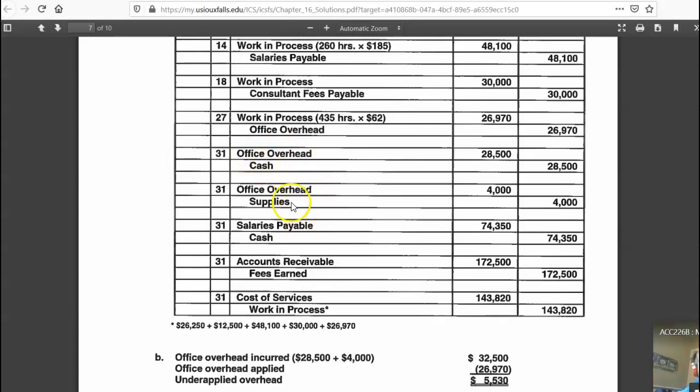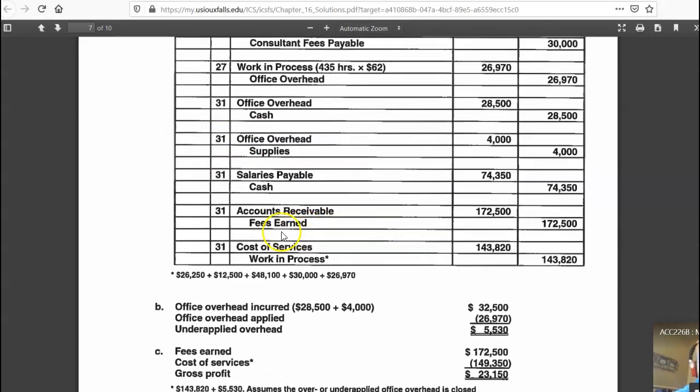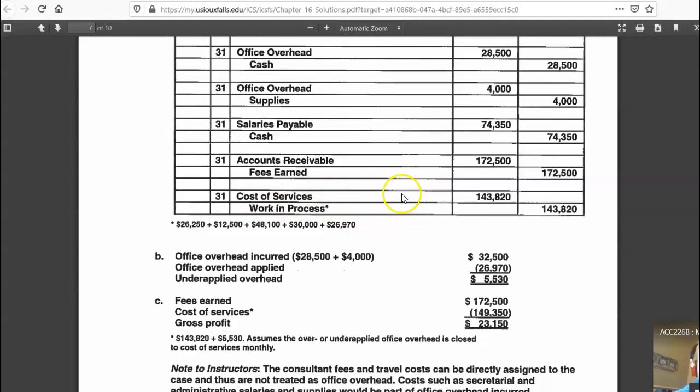So that's actual. Here again, we're using it, so it's getting charged to overhead. We had it in a prepaid supplies account, and now it's just getting dumped into the overhead bucket. This one is nothing new. This is something from 225. It was salaries that we had put into a payable, and now we're paying it. Then the last one is we sold it.